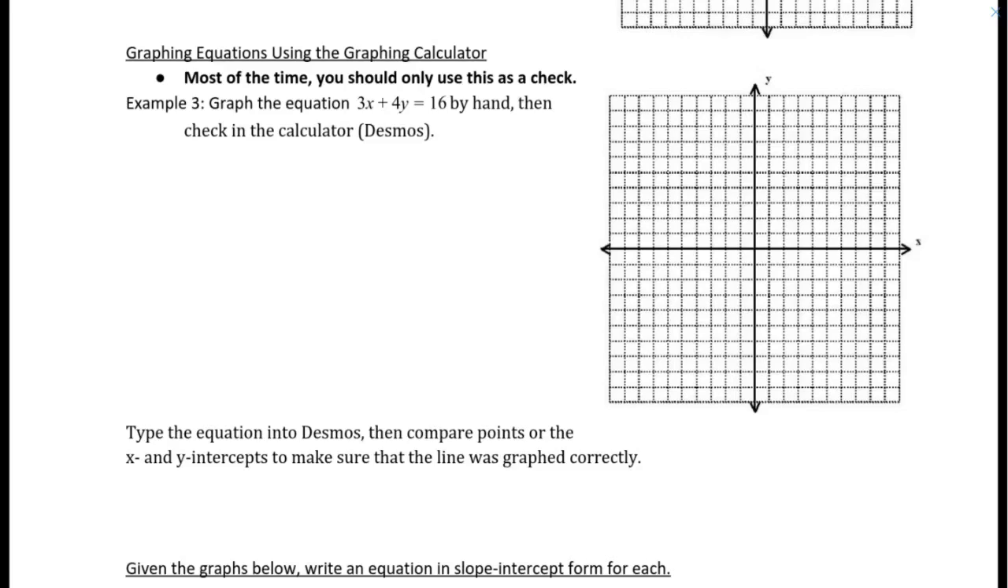So here we have the equation 3x plus 4y equals 16. And if you remember, this is in a different form of linear equations, which is standard form. So what we want to do is, if we're going to use the slope and y-intercept, we're going to convert this into slope-intercept form by solving for y. So I'm going to rewrite my equation down here.